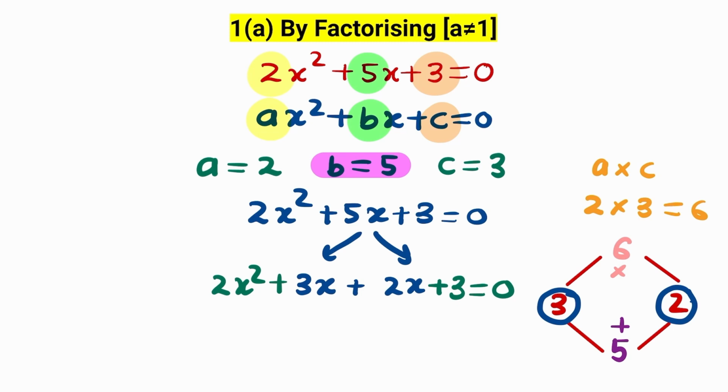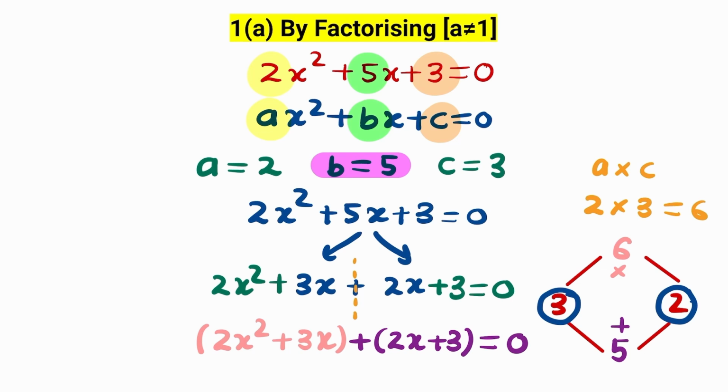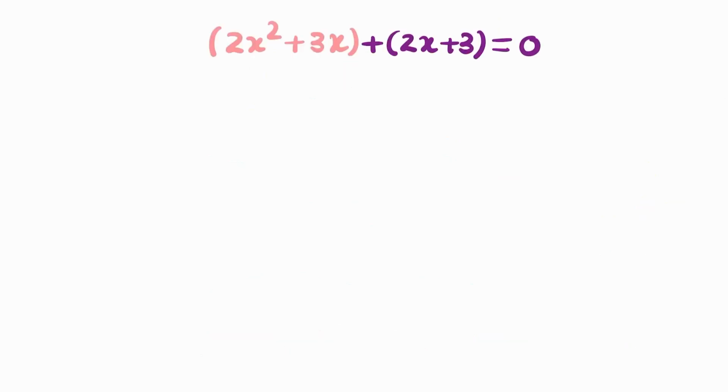equal to 0. And then after this, we have to separate this equation into two halves and put each half into a pair of brackets. So we can put 2x squared plus 3x, which is the first half, within one pair of brackets, plus 2x plus 3 within the other pair of brackets, equal to 0. And then after that, we have to factorize the first pair of brackets, 2x squared plus 3x. How can we factorize it? By taking all the common terms out.